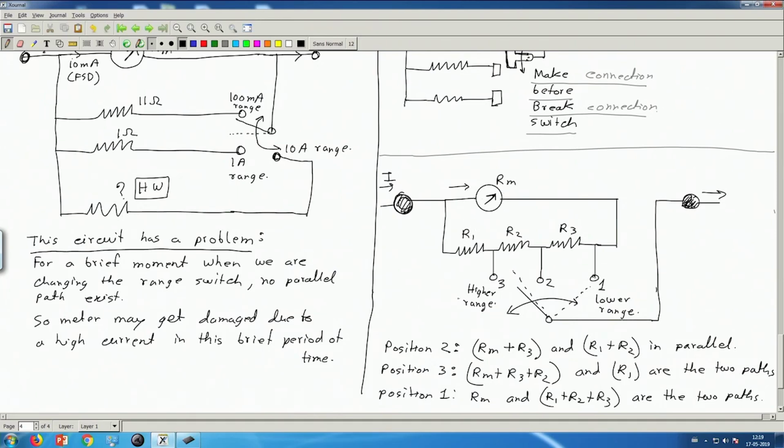This is called Ayrton shunt, another arrangement one can have, and one can compute the values of these resistances depending on the required ranges. We will take a problem in a tutorial class where we will calculate the values of these resistances to get suitable ranges.